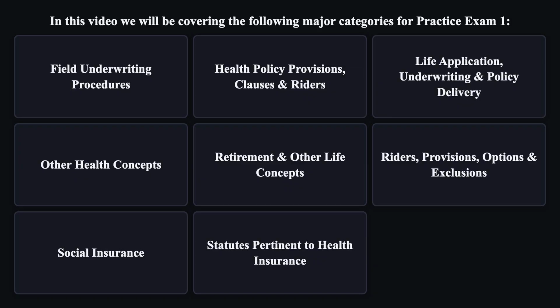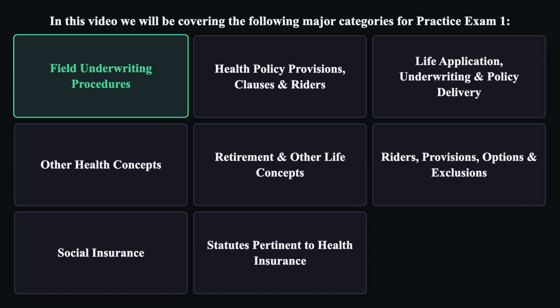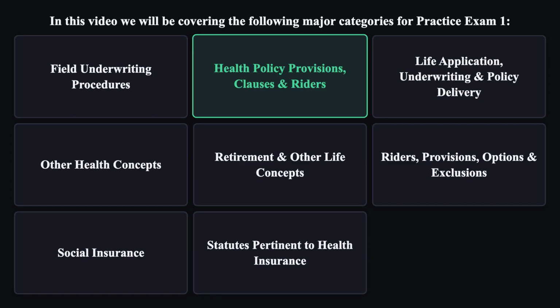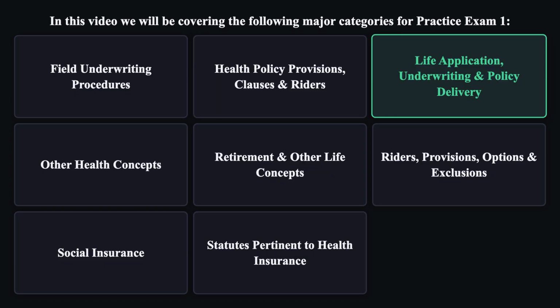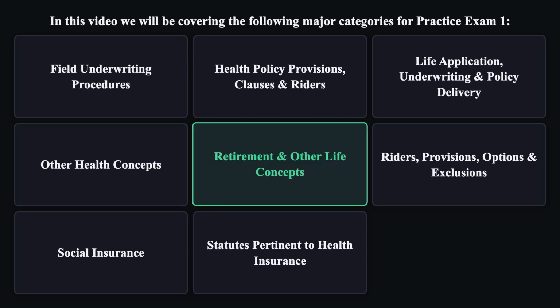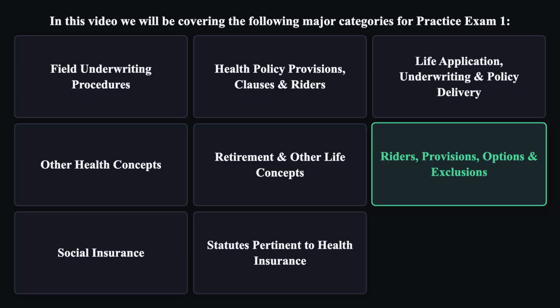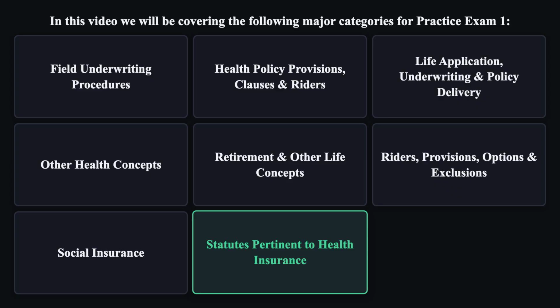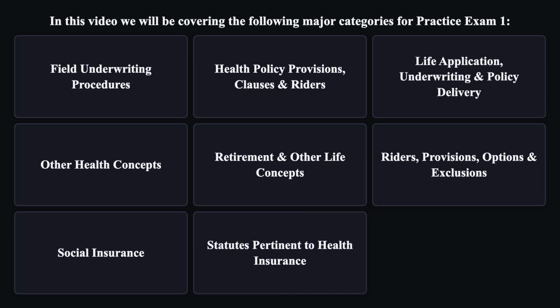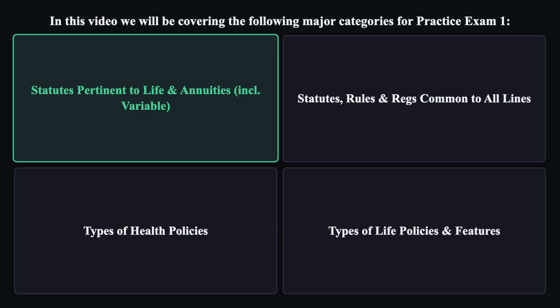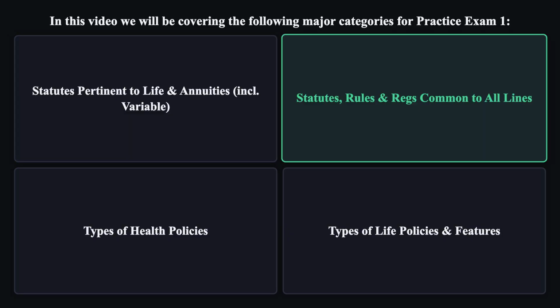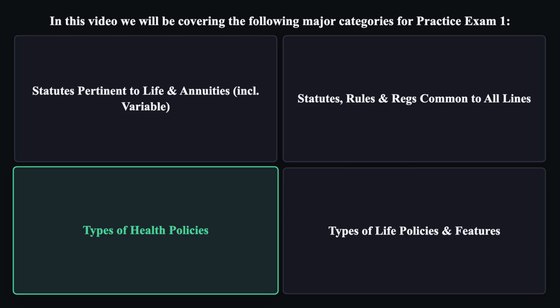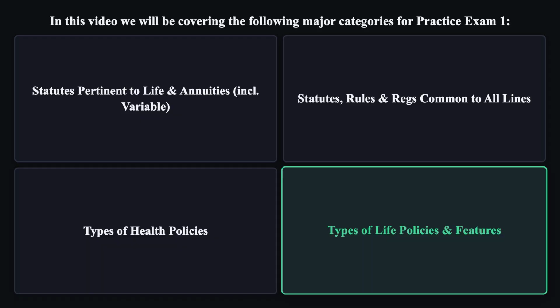In this video, we will be covering the following major categories for Practice Exam 1. Field underwriting procedures. Health policy provisions, clauses, and riders. Life application, underwriting, and policy delivery. Other health concepts. Retirement and other life concepts. Riders, provisions, options, and exclusions. Social insurance. Statutes pertinent to health insurance. Statutes pertinent to life and annuities. Statutes, rules, and regs common to all lines. Types of health policies. Types of life policies and features.